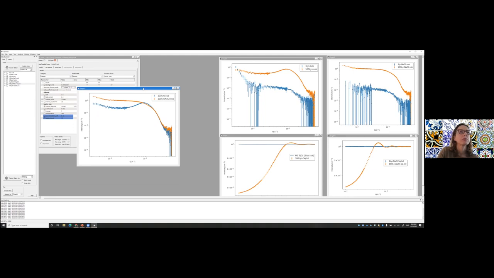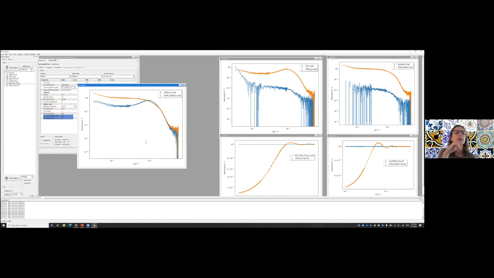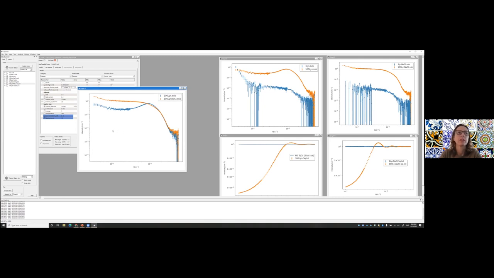So I realized I didn't show you how to obtain Kratky plots, PDRs and Guinier plots with SASVU. The reason I haven't done that is because if you look on the SASVU website, they actually have video tutorials and detailed PDFs on how to use these different options. So you can use them later if you'd like. But I can quickly show you.